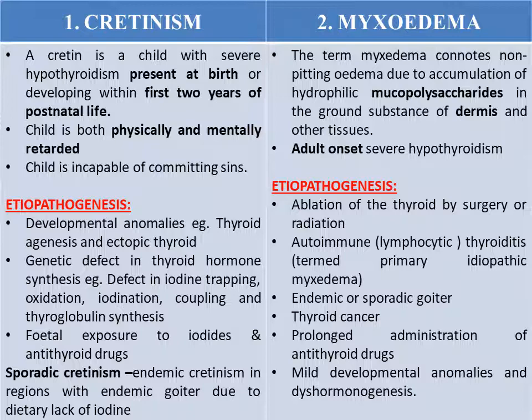Hypothyroidism, two types: cretinism and myxedema. So these two are the hypothyroidism. We will go on discussing by comparison. First, the definition of cretinism. A cretin is a child with severe hypothyroidism present at birth or developing within the first 2 years of postnatal life. Second point, the child is both physically and mentally retarded. The child is incapable of committing sins. That is one very important point.